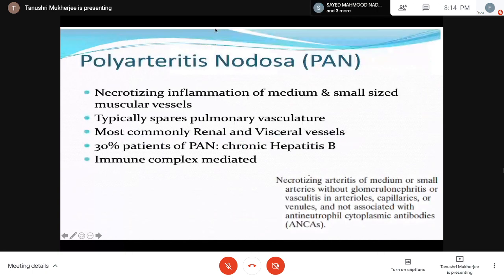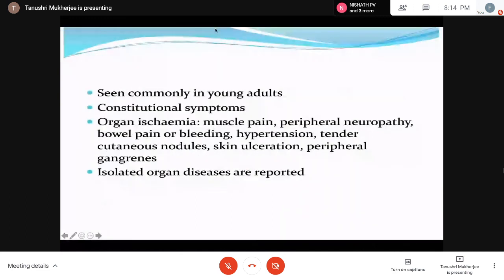First is polyarteritis nodosa. Necrotizing inflammation of medium and small-sized vessels typically spares the pulmonary vasculature, most commonly involving renal and visceral vessels. 30% of patients are associated with chronic hepatitis B. It's immune complex mediated and not associated with ANCA. It is seen commonly in young adults, presenting with constitutional symptoms and organ ischemia. Isolated organs are also reported to be involved.